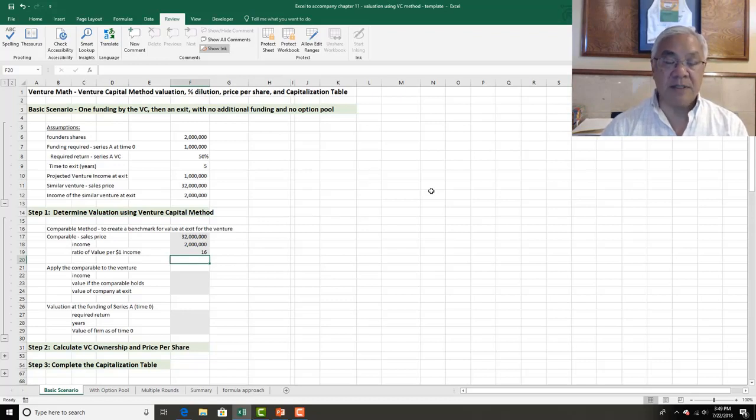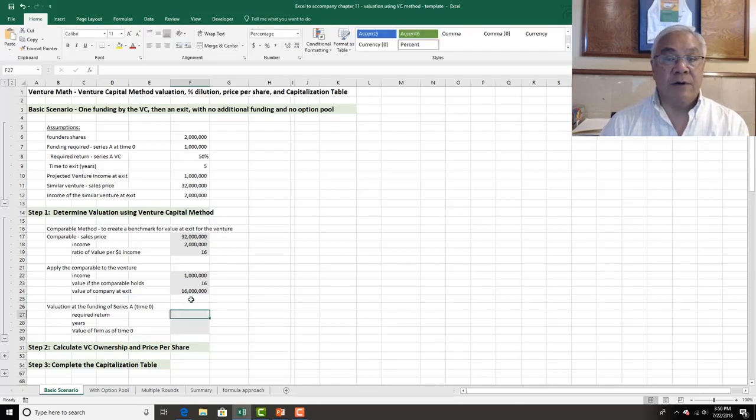Next, what happens if this holds for us, that we're able to accomplish our target at year 5 of $1 million income? If we are able to get the 16 times, then we can estimate what our company's worth in 5 years. So 1 million times $16 of value for every dollar of income means our company will be worth $16 million at year 5. Sounds easy, doesn't it?